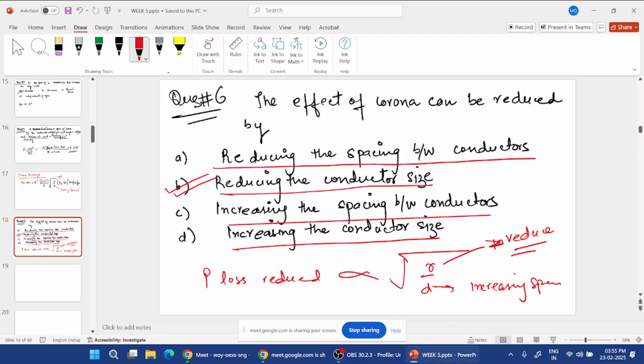So basically the C option. So B and C is the correct one, not C and D. Okay.